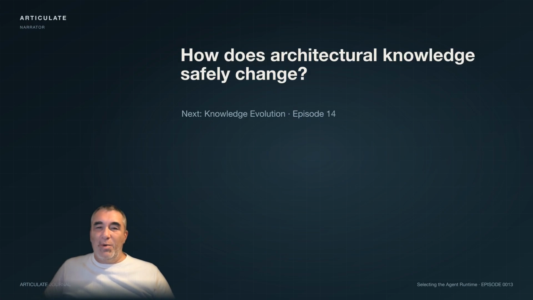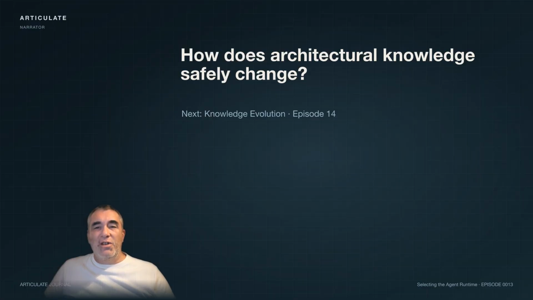But that creates another problem. Those agents are going to reason about architectural knowledge. They're going to discover new information. They're going to identify contradictions. They're going to make new claims about the architecture. And some of those claims may eventually need to change what Articulate understands to be true. But an agent shouldn't simply be able to rewrite the knowledge model because it has reached a new conclusion.